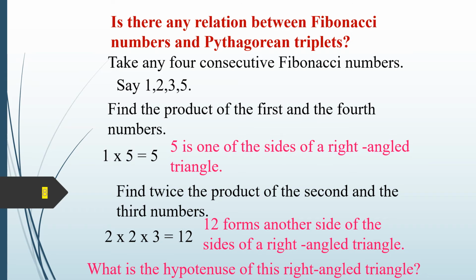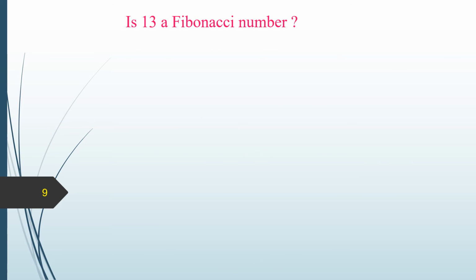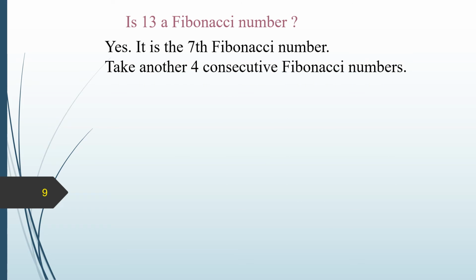Then what will be the hypotenuse of this right angle triangle? Root of 5 squared plus 12 squared, which will be 13. Is 13 a Fibonacci number? Yes, it is the 7th Fibonacci number.